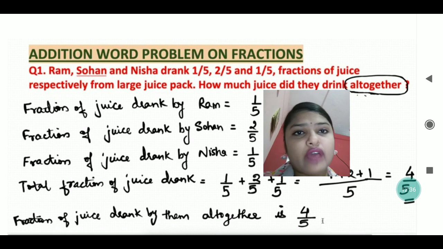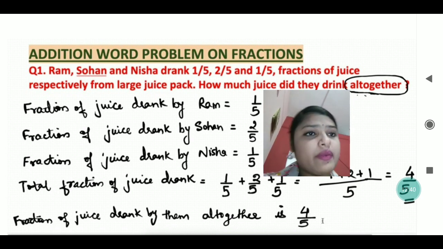Okay, means we have to add here. Ram, Sohan and Nisha drank. Maybe they are drinking juice. Yes, they are drinking juice. 1 by 5 Ram has drank, 2 by 5 Sohan has drank, 1 by 5 Nisha has drank.